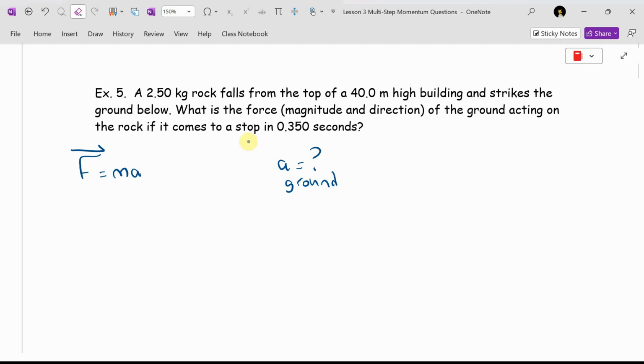Alrighty. Well, this time, that's how long it took the ground to bring it to a stop. It's not how long it fell for. That's how long the ground acted upon it. So I can use that time here. And you told me VF was what? Because it brings it to a stop. What do I need to find A?